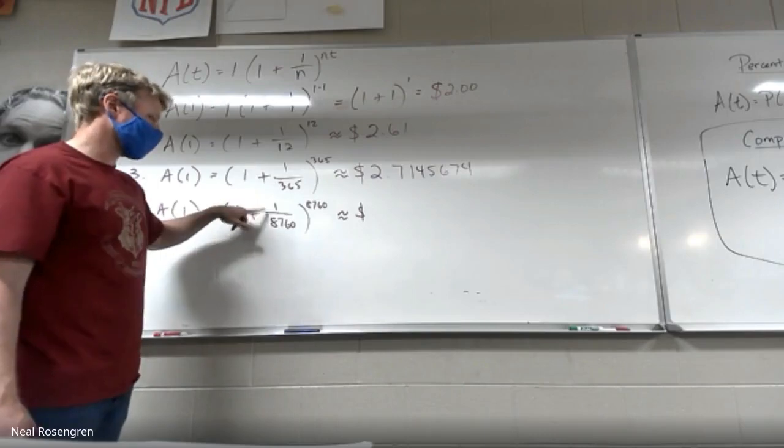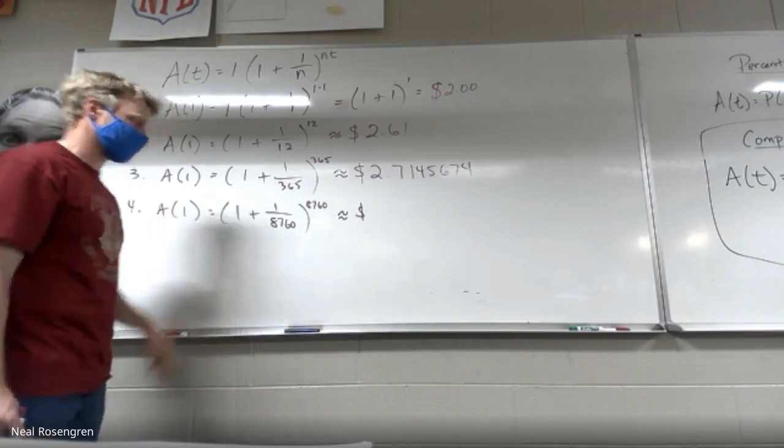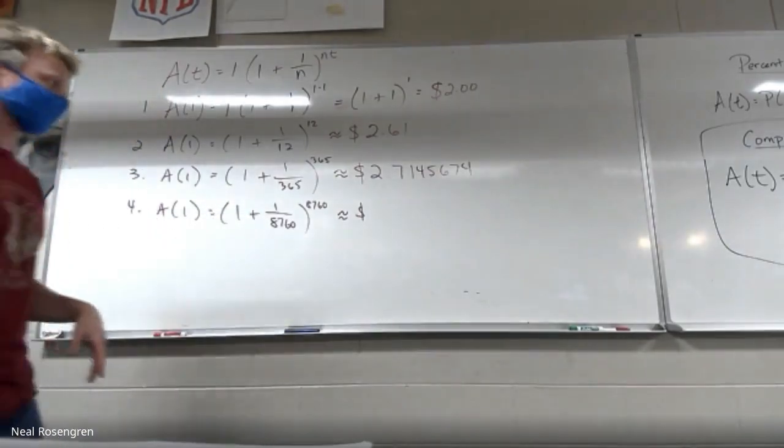1 plus 1 over 8,760 to the power of 8,760.